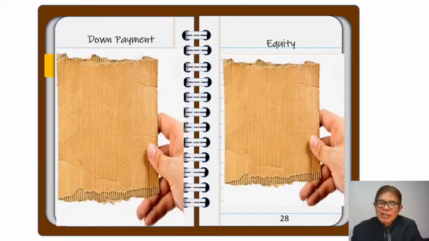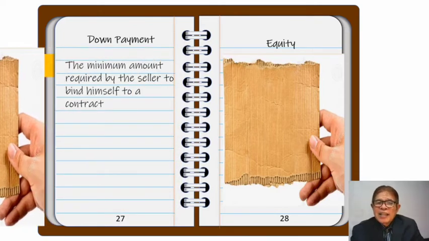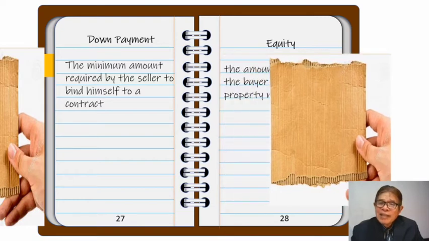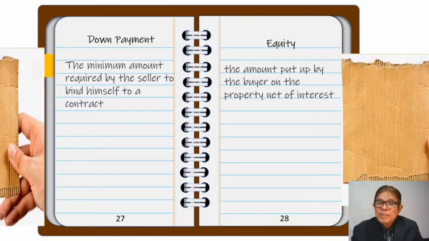In my observation, many salespersons are confused with the difference between down payment and equity. This is the difference. The meaning of down payment is that it is the minimum amount required by the seller to bind himself to a contract. That's the meaning of down payment. While equity is the amount put up by the buyer on the property net of interest. So that is the difference in the definition.